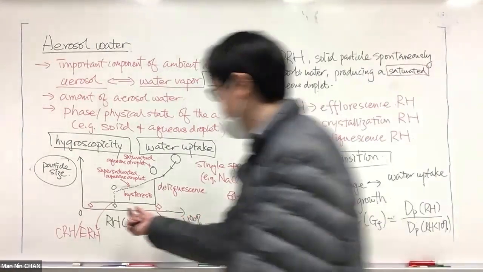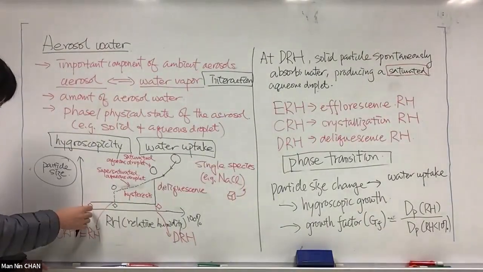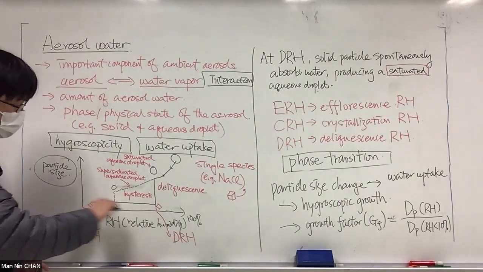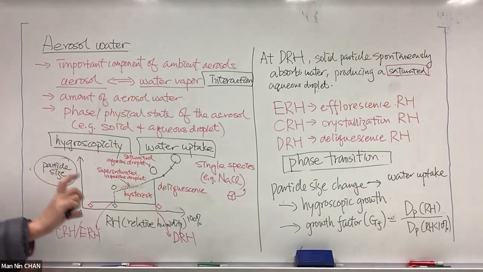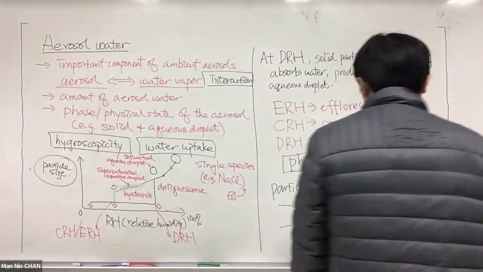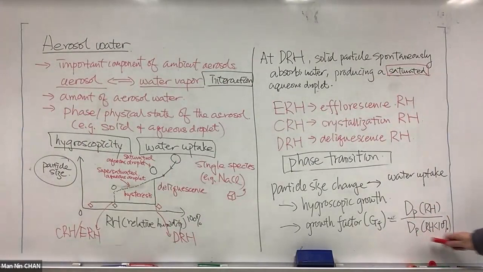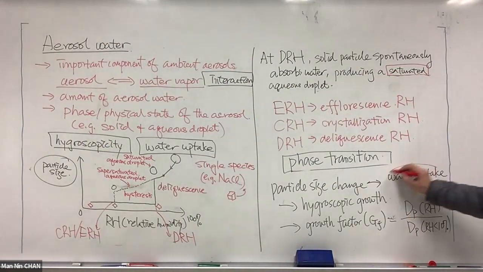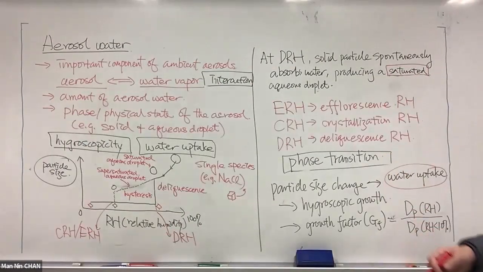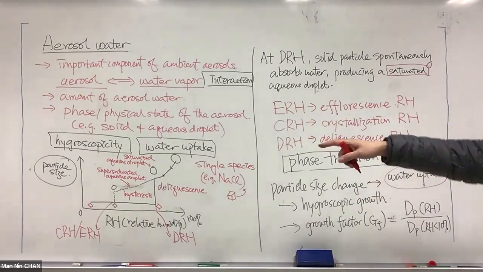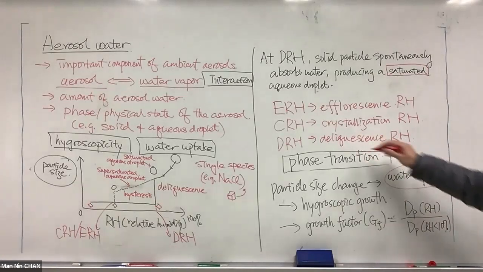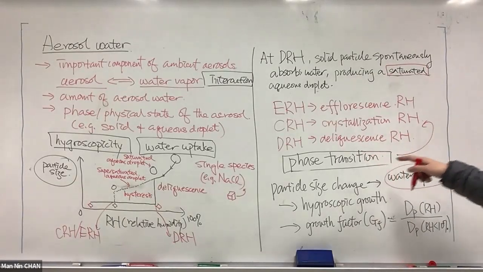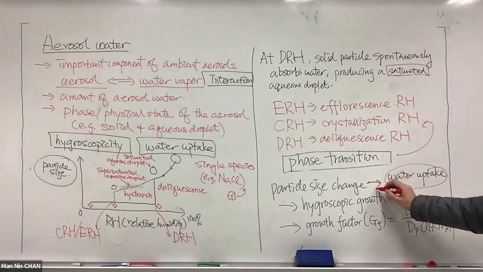So basically you compare to the size of the particle at a low RH, and then you measure how the particle size changes at different RH. This size change is due to the water uptake, that means the amount of water absorbed by your aerosol. So this is called the growth factor. These terms are called the phase transition, and this is called the hygroscopic growth.